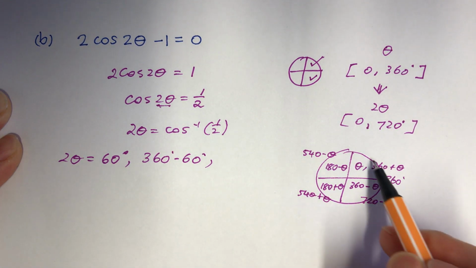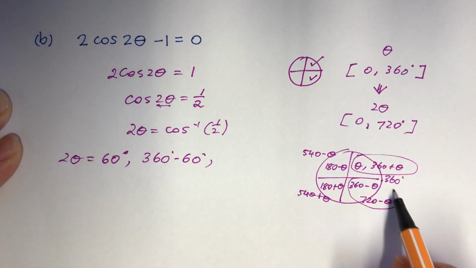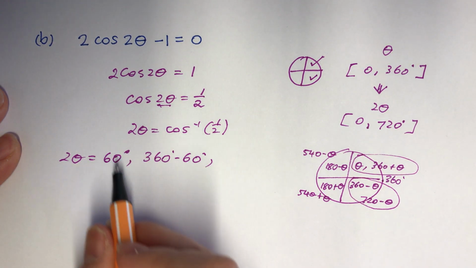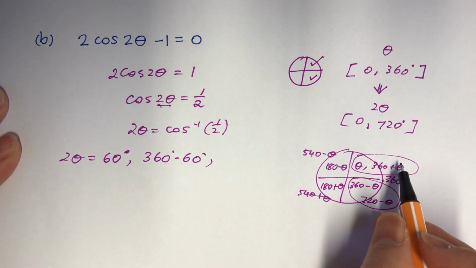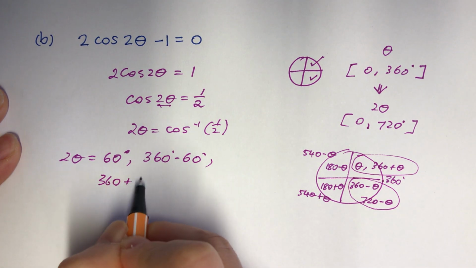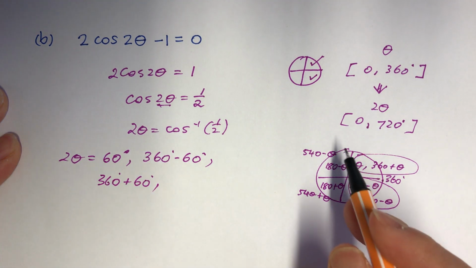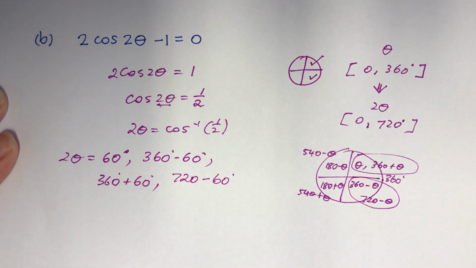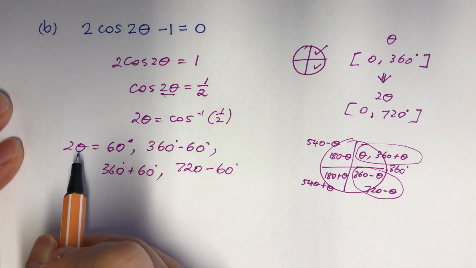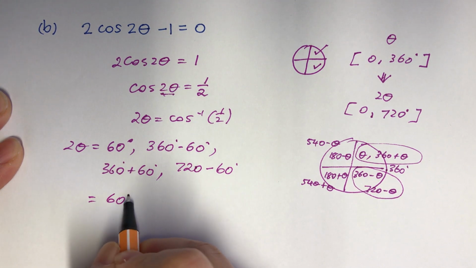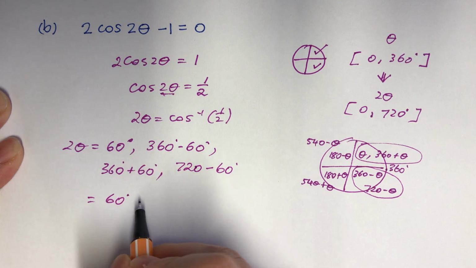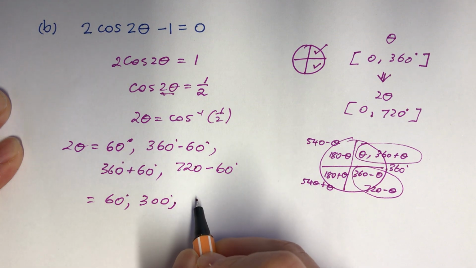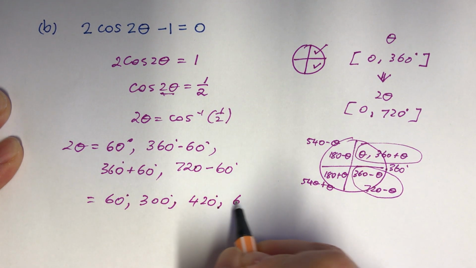Okay, so I need these two and these two because it's the first and the fourth quadrant. So I've got the first quadrant and the fourth quadrant for the first round. For the second round, it will be 360 plus 60 degrees. Yeah, and then going around here, it'll be 720 minus 60. Okay, so I've got that. Now we want theta, not 2 theta, but before I do that, I'm going to do 300, and then 420, 660.